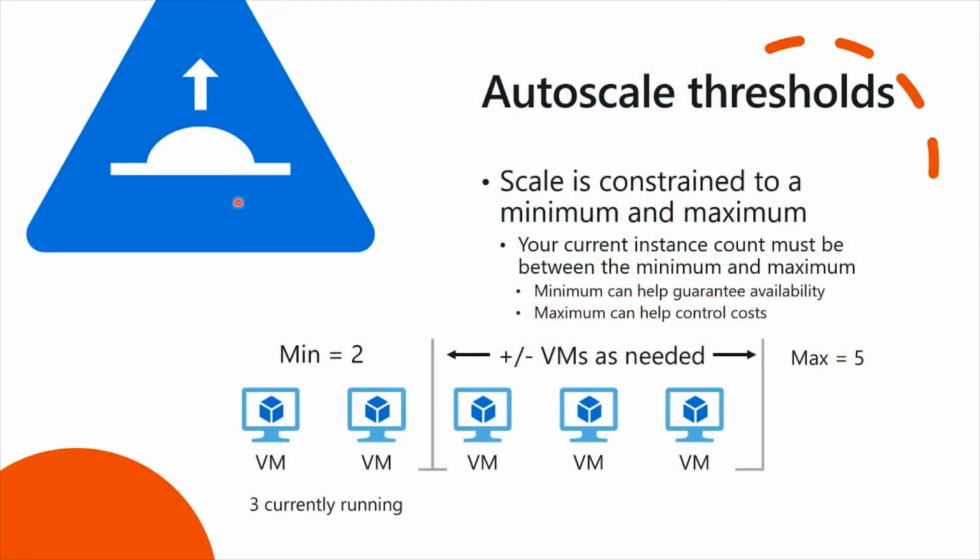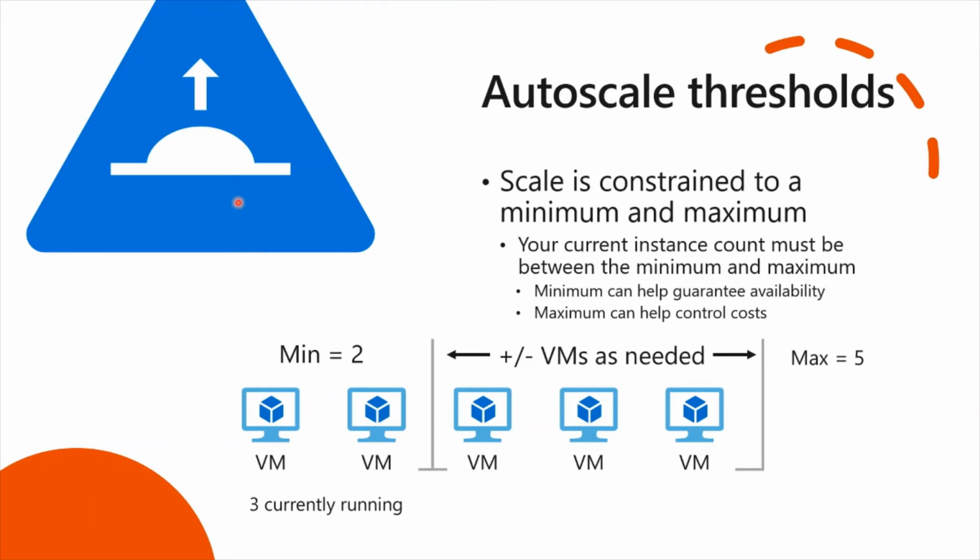Autoscale thresholds. With autoscale, you can add the right amount of resources to handle increased load on your application. It also helps you save money by removing idle resources. You specify a minimum and maximum number of instances to run, and the system will automatically add or remove virtual machines based on a set of rules.